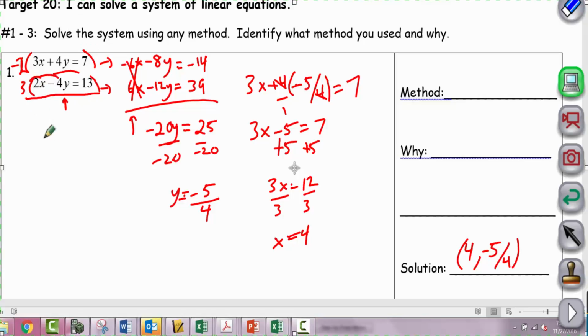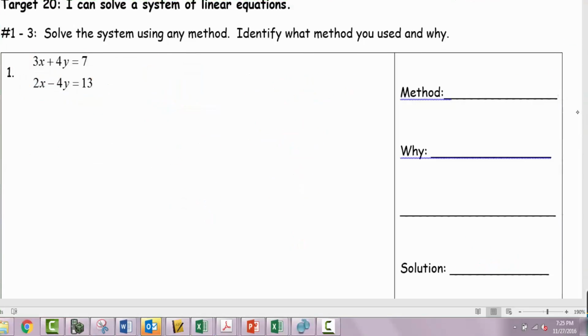That doesn't mean I couldn't use substitution, which is the next method we're going to look at, but graphing would be a bad choice in this case because I don't have these in y equals mx plus b or in the point slope form either. So that would require a little bit of work to get there. All right, let's look at the next one.